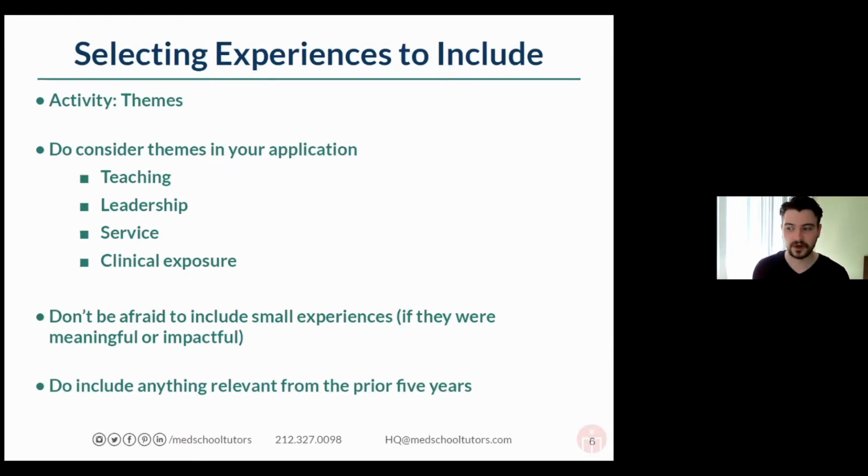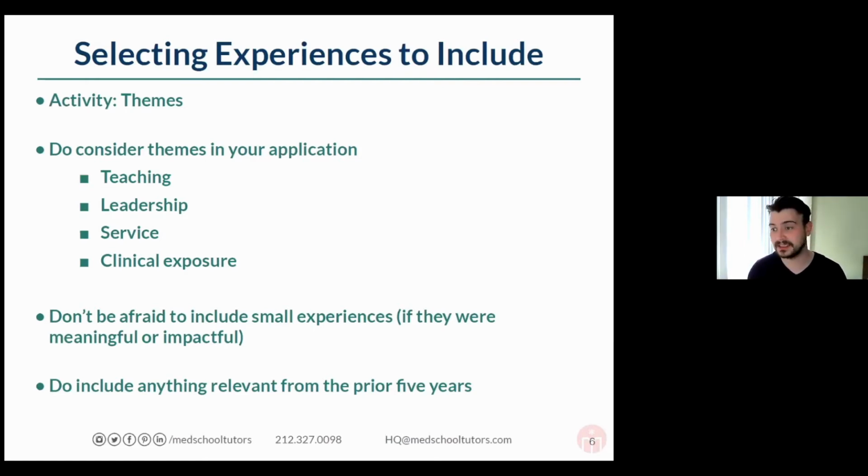Okay, so we're going to do another activity as we think about selecting which experiences to include. Part of selecting experiences to include is to think about themes that are going to exist in your application. And when we talk about organizing your resume or CV, we will come back to that.